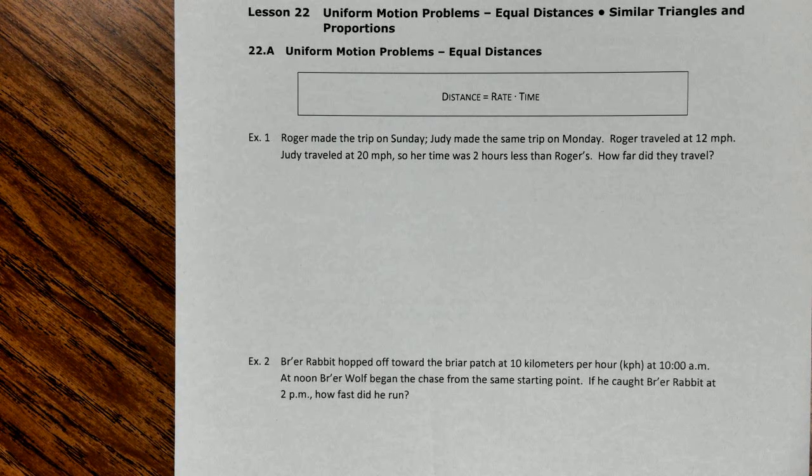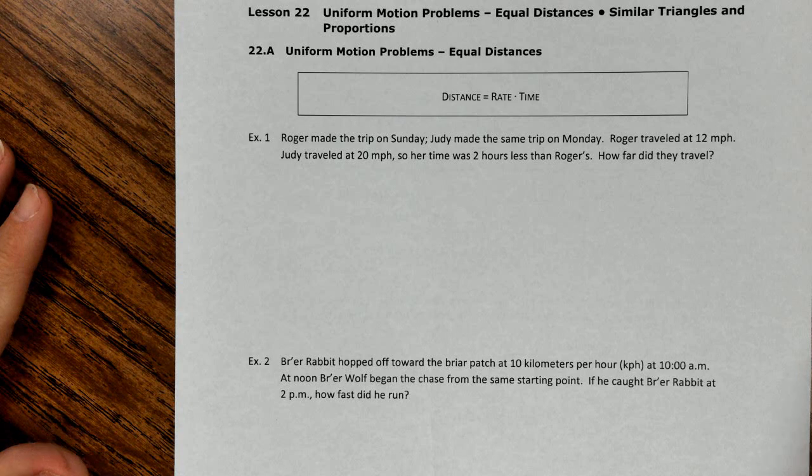Algebra 2, Lesson 22, Part A, is about uniform motion problems when the distances are equal. For this, we use the main formula, distance equals rate times time, which, if you think about it, you already knew. If you're going 50 miles an hour for 2 hours, you travel 100 miles, right? You multiply your speed times how long you're traveling. That tells you how much distance you've covered. So that's the formula we're going to be using for these particular problems.